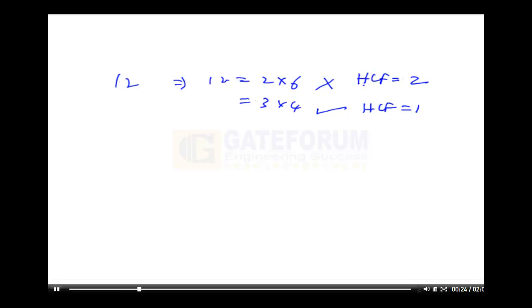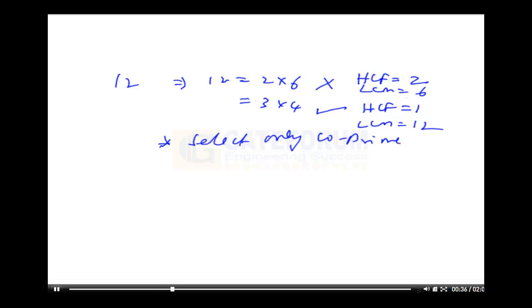12 is made up of 2 and 6, also 3 and 4. Which two factors should you try and why? Will you go for 2 and 6 or 3 and 4? We must go for 3 and 4, not 2 and 6. Why? The highest common factor of 2 and 6 is 2, whereas the highest common factor of 3 and 4 is 1. And also the LCM of 2 and 6 is 6, whereas the LCM of 3 and 4 is 12. Therefore, the point here is to select only co-prime factors.